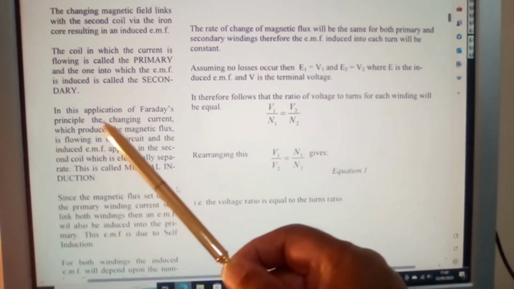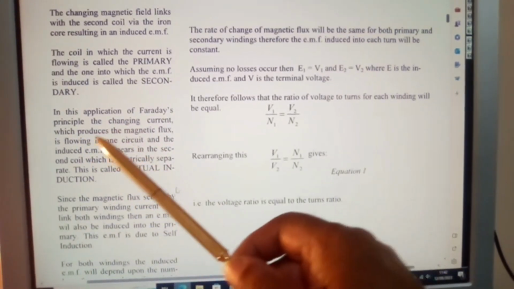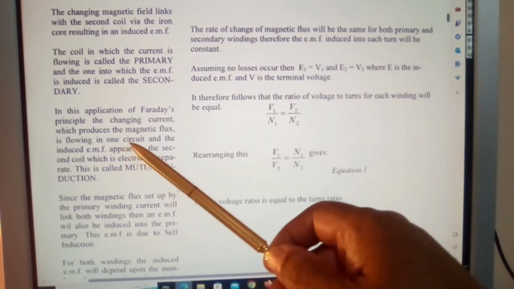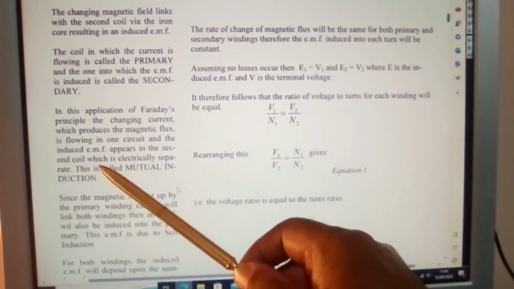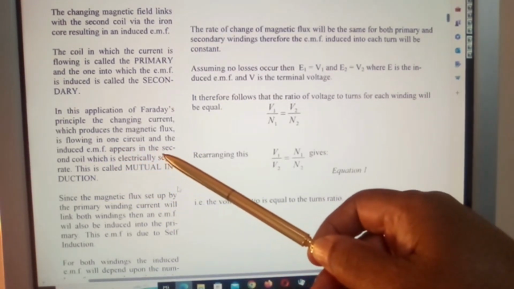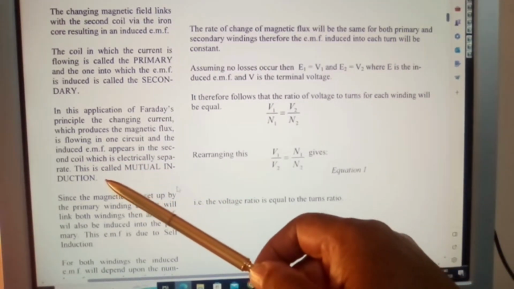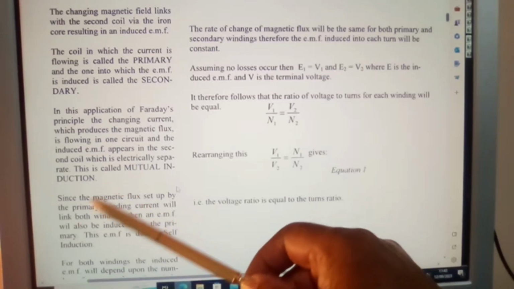Now, in this application of Faraday's principle, the changing current which produces the magnetic flux is flowing in one circuit, and the induced EMF appears in the second coil, which is electrically separate. This is called mutual induction.